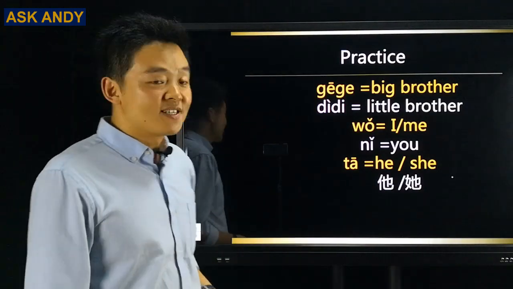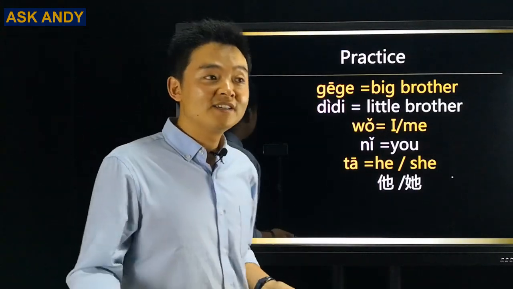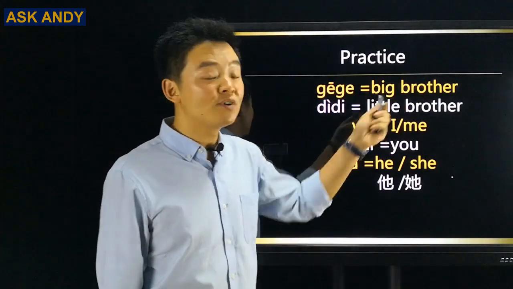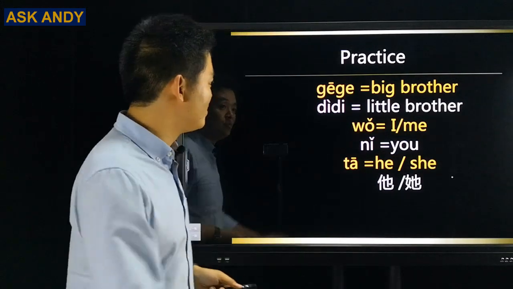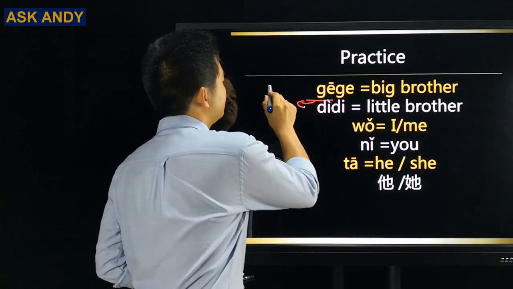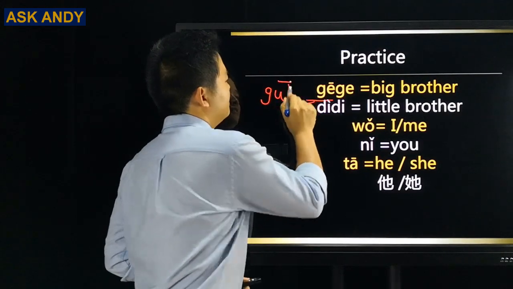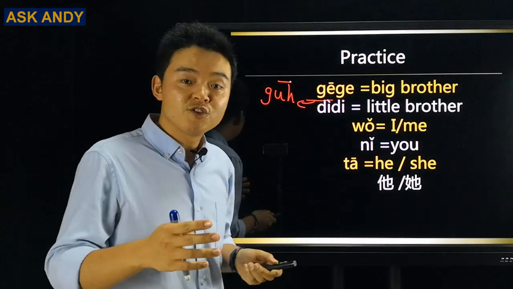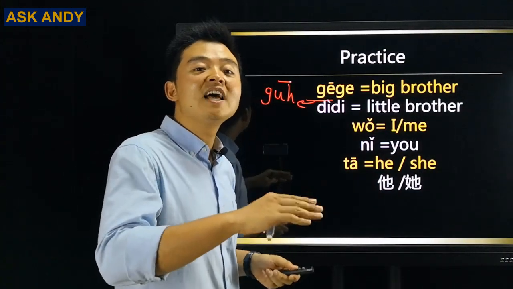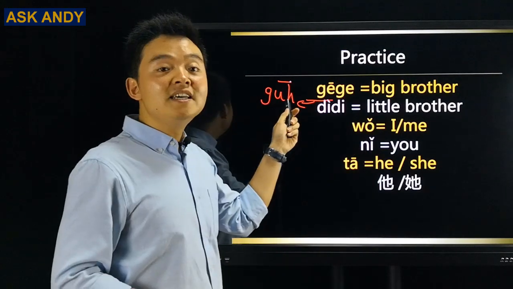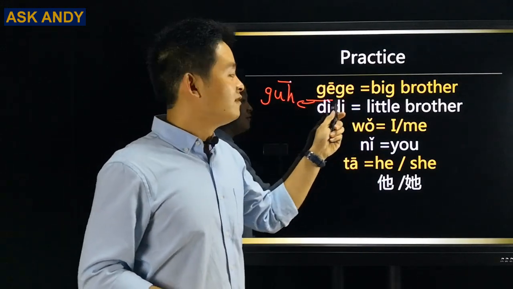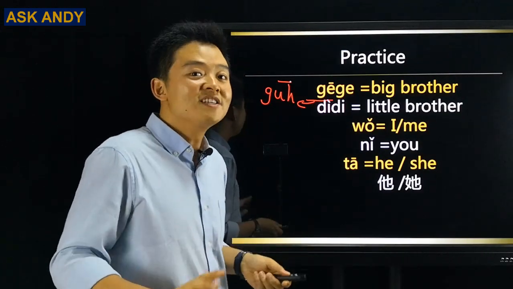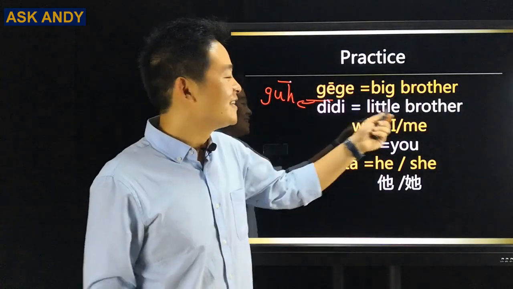Okay, let's practice some useful words composed of simple initials and finals. First one, big brother. How can we pronounce big brother? Remember the trick? Okay, how do we do that? So first, g, and the first tone, remember. Do, re, mi, fa, sol, la, ti. Ti, g. Neutral tone will be neutral, so that will be slight. So, g, g. Remember, it's not ge, ge. It's g, g.